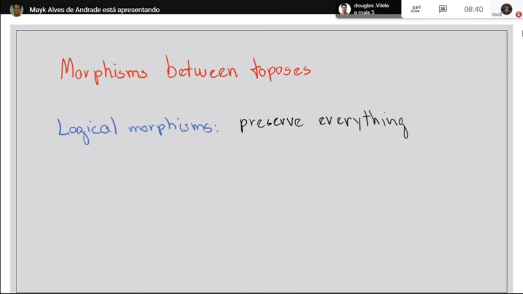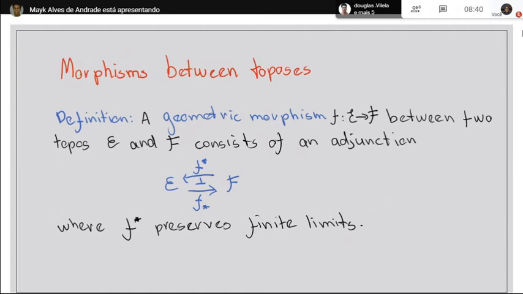So next, let's talk about morphisms between toposes. There is more than one kind of morphism between toposes. One of them is the logical morphisms, and the logical morphisms preserve every structure in a topos. But we will use a different kind of morphism between toposes that will translate some other characteristics, as we will see. This notion of morphism is called geometric.